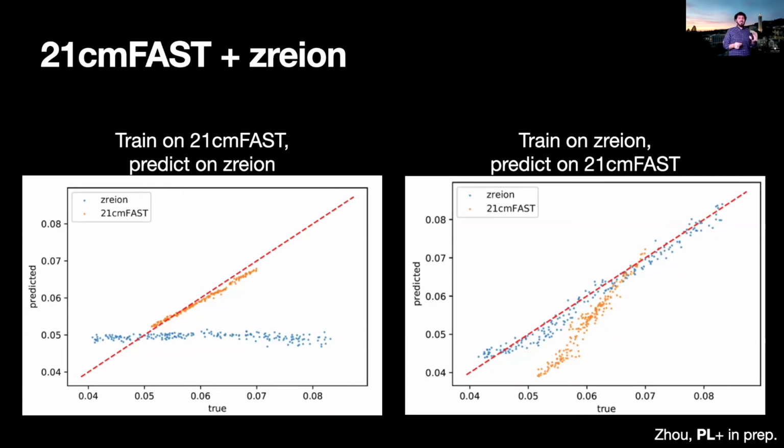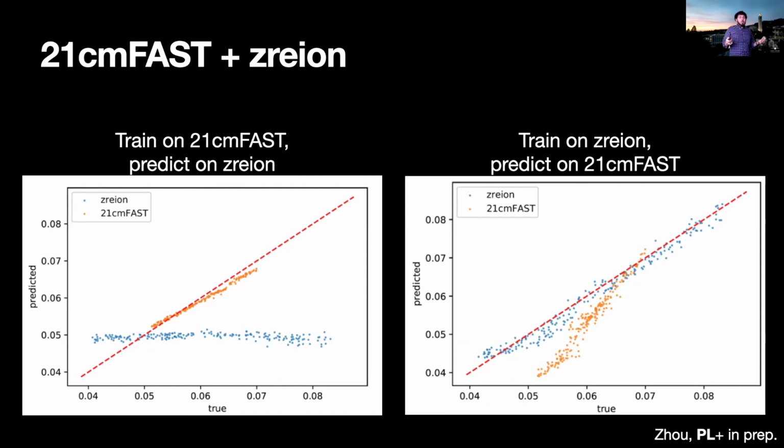In the left panel here, we've trained a network on just 21cmFAST data and then tried to predict on Z-reion data. And the right is the reverse. You can see in both cases, the left is much worse than the right, obviously, but you don't quite get back to the right answer when you're using the other semi-numeric method. On the left, it's especially striking that no matter what the input value is for tau on the x-axis, you always get about the same value on the y-axis.